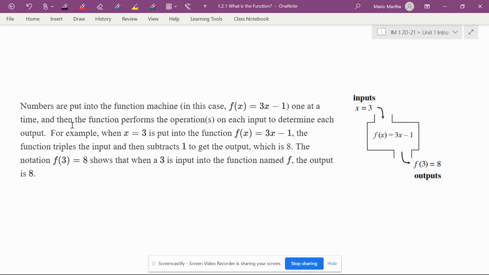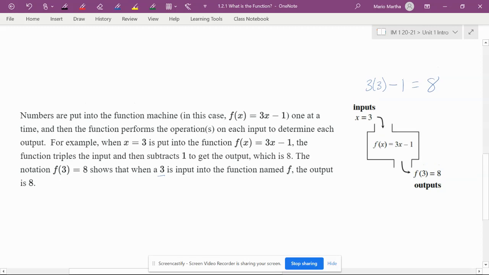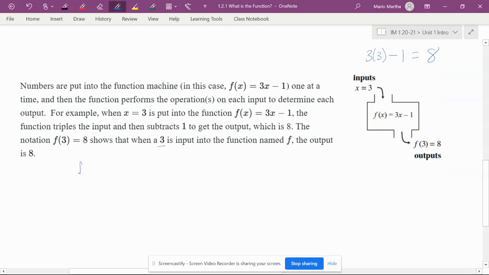So for example, when x equals 3 is put into the function machine, f of x equals 3x minus 1, the function triples the input. That was the 3 times 3 that I just talked about. That's tripling the input, and then subtracts 1 to get the output, which is equal to 8. The notation f of 3 equals 8 shows that when 3 is an input into the function named f, the output is 8. You can use other values that we had in the previous table, for example f of 0 is equal to negative 1, and that will be our starting value, or figure 0, as some of you are calling it.